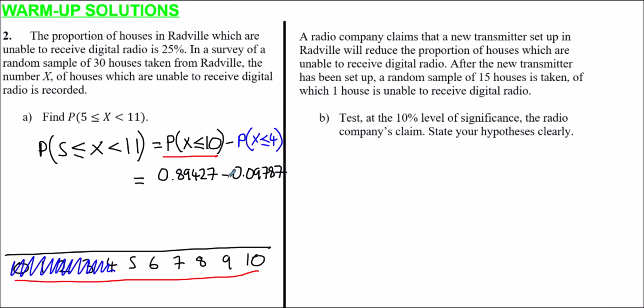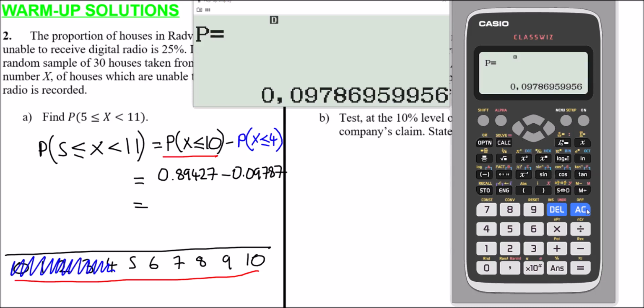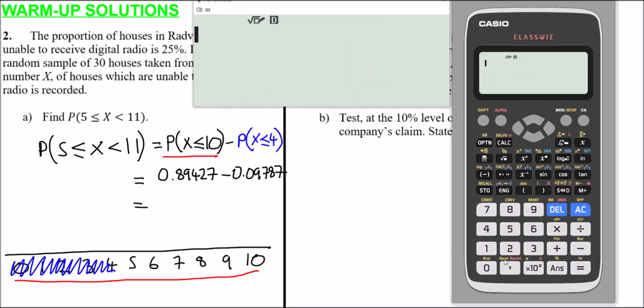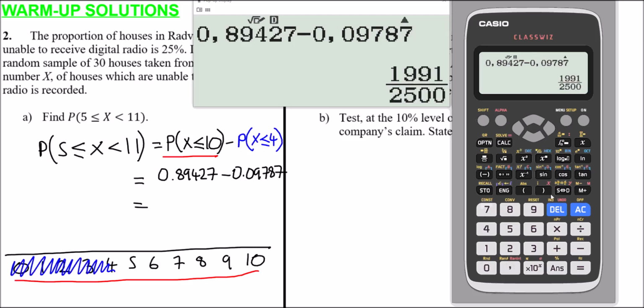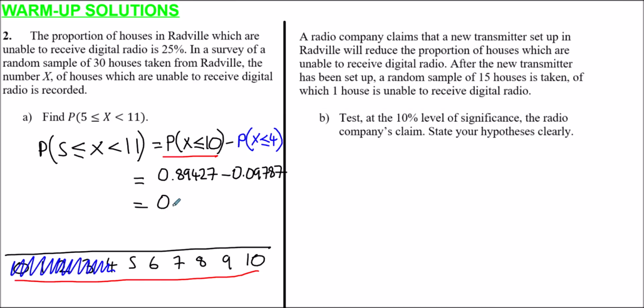And then from these two values, we just take away one from the other, and we get our final solution. So menu 1, 0.89427, subtract from that 0.09787, and then we can round it to a suitable degree of accuracy. If we do that, oh, we don't need to round in fact at all, so 0.7964 will suffice. So about an 80% chance that between 5 and 11 houses won't have any radio signal.